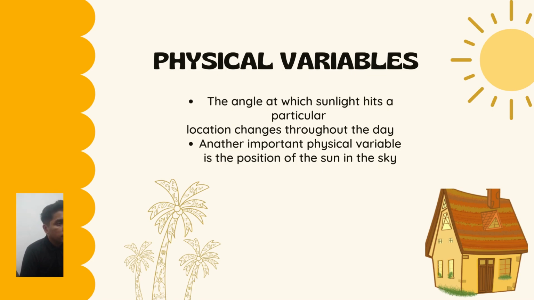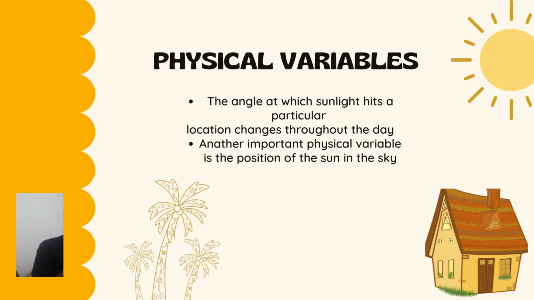So one of the key physical variables that affect sunlight incidence angle is the Earth's rotation. As the Earth rotates on its axis, the angle at which sunlight hits a particular location changes throughout the day. This means that measuring sunlight incidence angle requires taking into account not only the location of the measurement but also the time of the day and season.